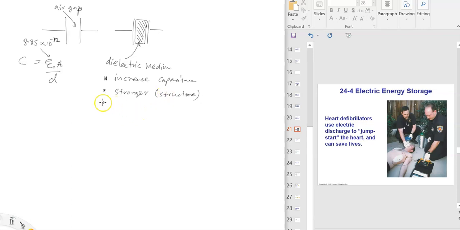So make it physically smaller. So you can put more capacitors in a given space. So there's so many advantages like this.